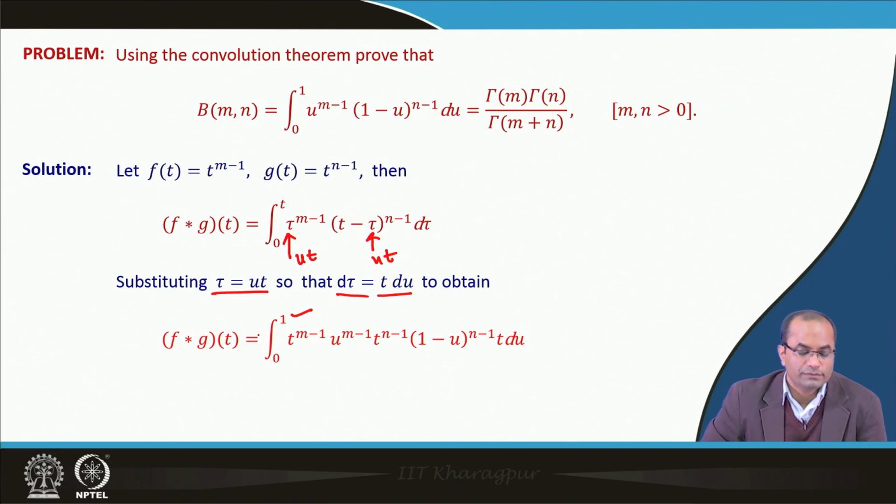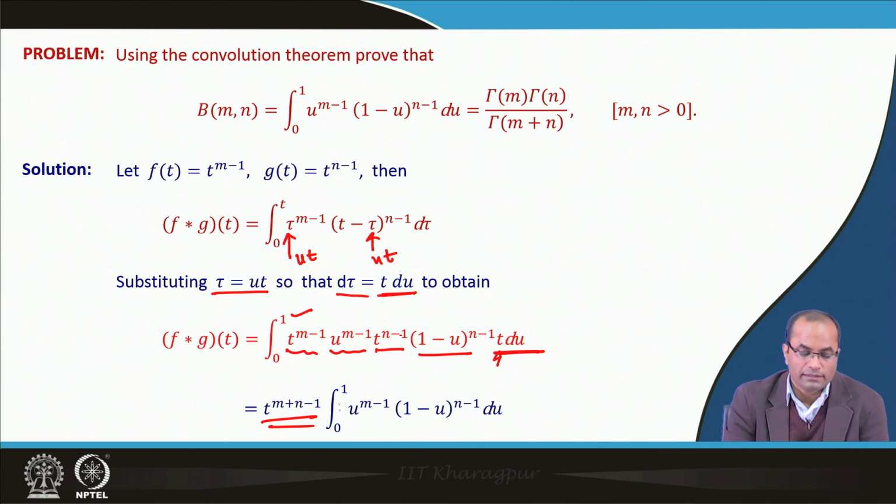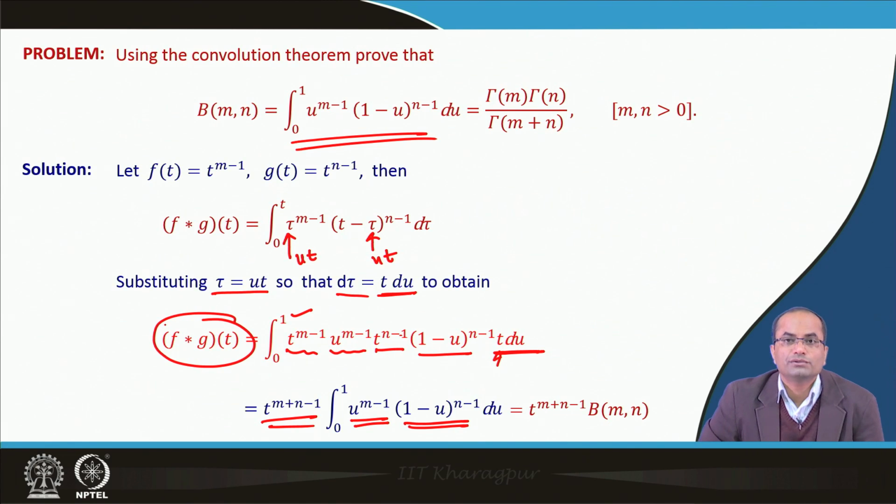So, we have 0 to 1 as the limits of this new integral, with tau replaced by u t. So, we have t power m minus 1 u power m minus 1. From there also, we can take t power n minus 1 common and then we will get (1 minus u) power n minus 1, and d tau will be t times du. So, this t we can collect: we have m minus 1 and n minus 1 and then t, so t power m plus n minus 1, and we have the integral from 0 to 1 of u power m minus 1 (1 minus u) power n minus 1 du, which is the beta function. So, the convolution of these two functions f and g is coming as t power m plus n minus 1 times the beta function.